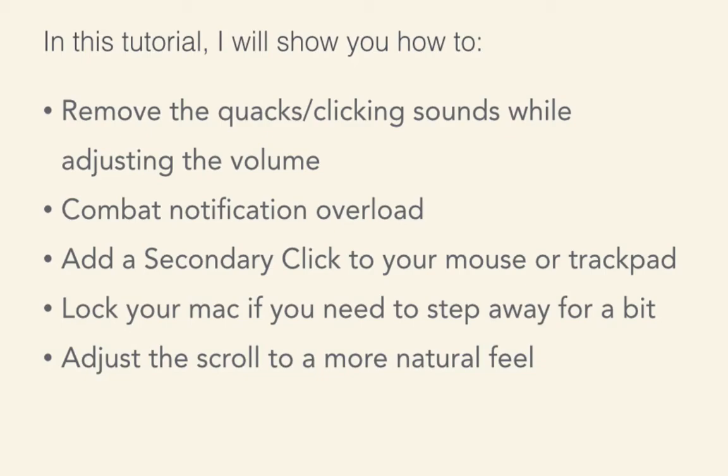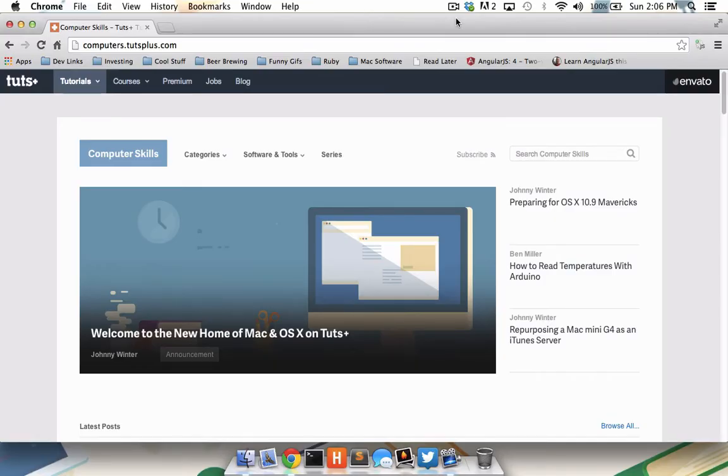Let's get started. It's a very small thing, but to me, one of the most annoying things about the Mac is the quack or clicking sound it makes every time I adjust the volume. Listen closely to the background as I adjust my volume on my Mac. That clicking sound you hear can be very obnoxious, and it kind of announces to the world that you're just playing with your volume. So how do we stop that from happening?